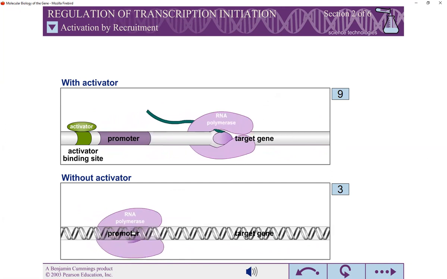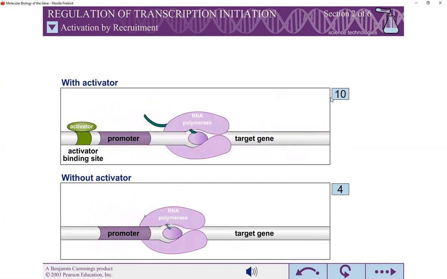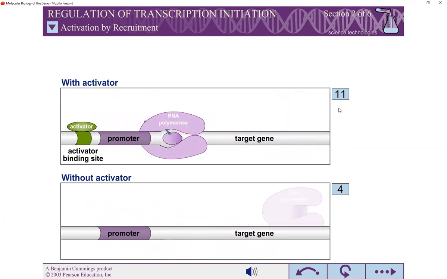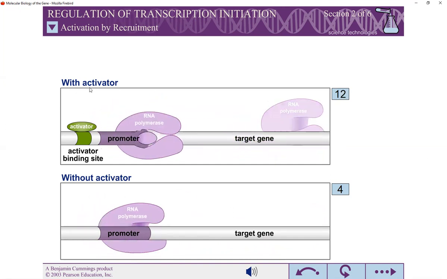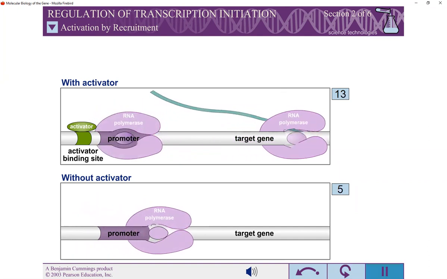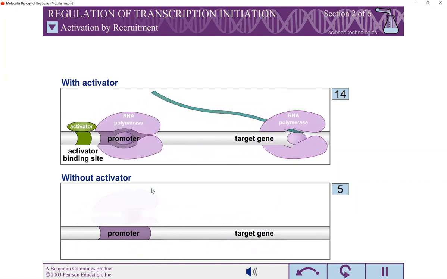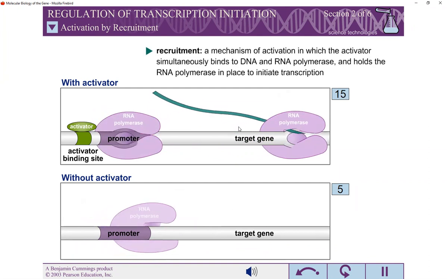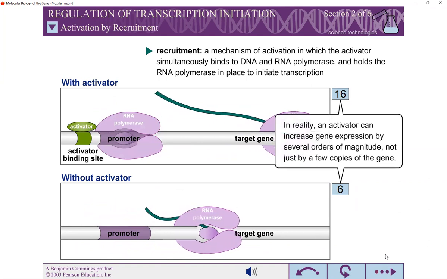See, RNA polymerase came and then went away. But here, see how much transcript is produced? A very large amount of transcript is produced with activator compared to without activator. So what the activator did was increase RNA expression by binding to the DNA and RNA polymerase simultaneously and holding RNA polymerase in place long enough to initiate transcription. This mechanism of activation is called recruitment.